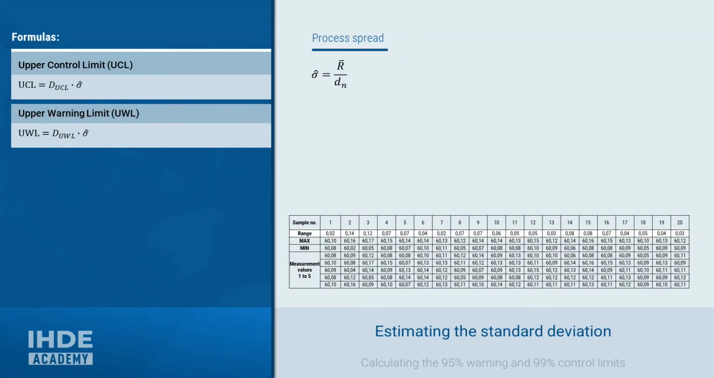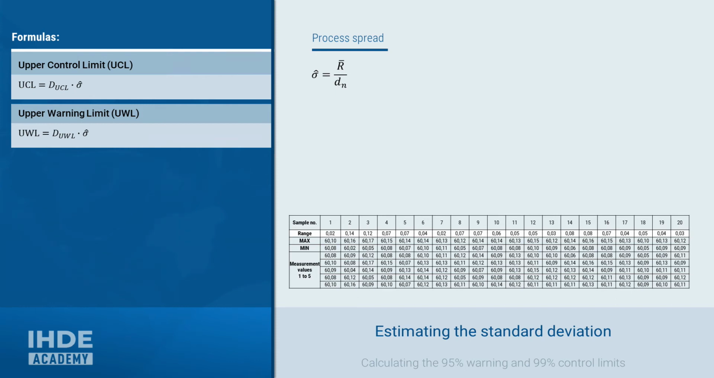In the first chapter, we calculated the standard deviation using the MS Excel function stdev.s and pointed out that there are alternative calculation methods that do not require a spreadsheet program or other specialized software. I would like to present such a method here, since the tables used to calculate the warning and control limits usually also contain values for these alternative methods.